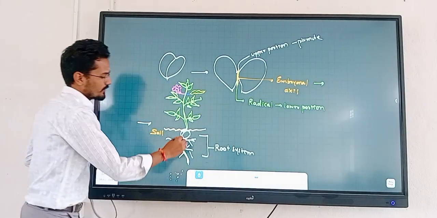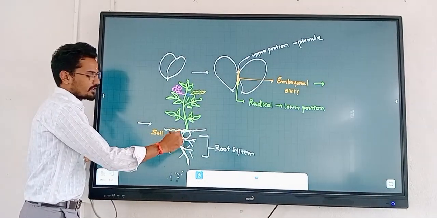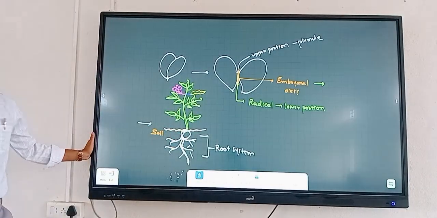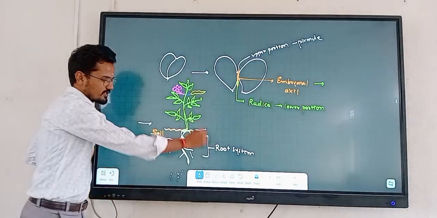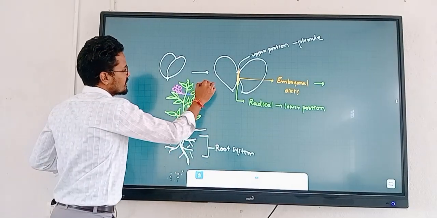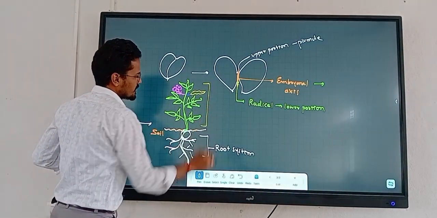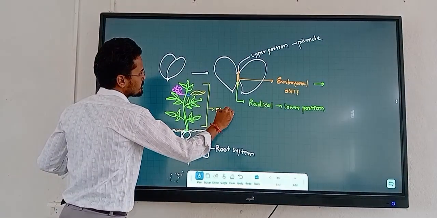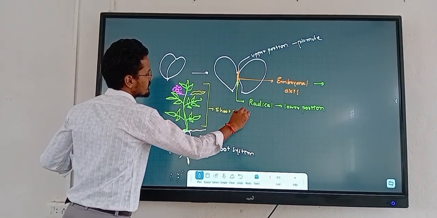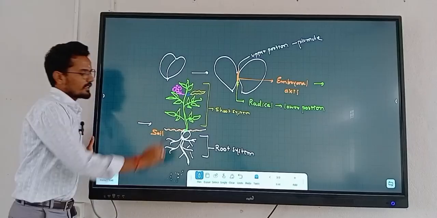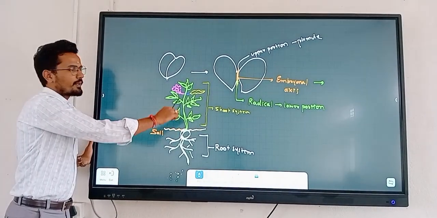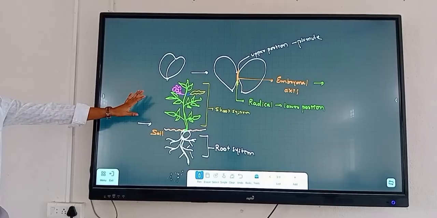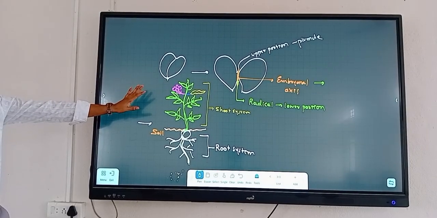The root system consists of the primary root; from the primary root, secondary roots arise, and from the secondary roots, tertiary roots arise. This whole is called the root system. The upper, aerial portion is called the shoot system, which has leaf, stem, branch, flower and fruit. This is the main morphological character of angiosperms.